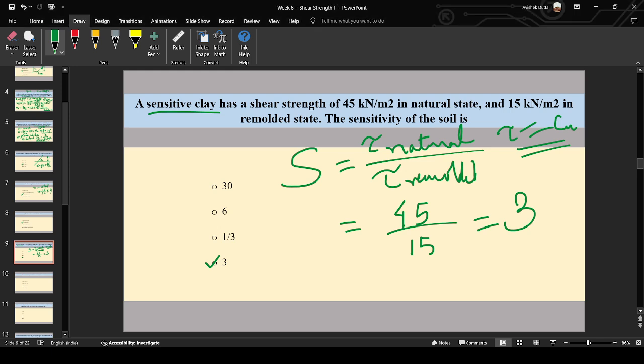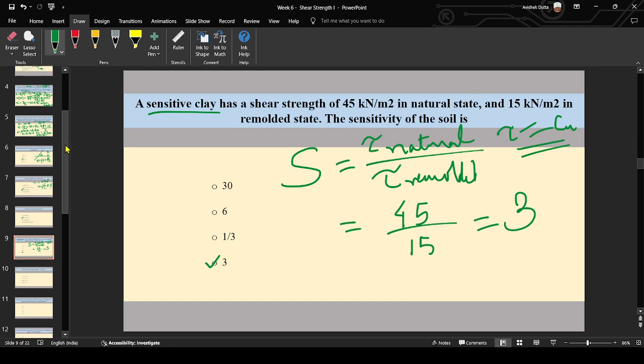Okay, I'll repeat once again. Sensitivity is a ratio of the properties of soil. The numerator is the natural property and the denominator is the property in the remolded state. In this case, we have shear strength, and for sensitive clay it is the undrained cohesion. So shear strength in the natural state divided by shear strength in the remolded state will give us the sensitivity of the soil. Okay.